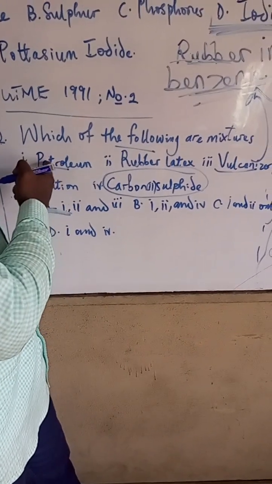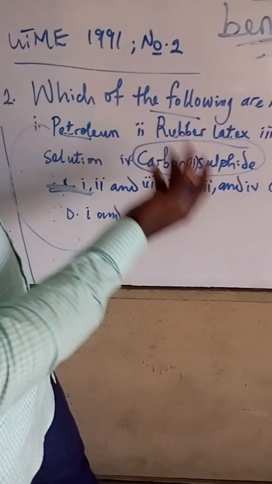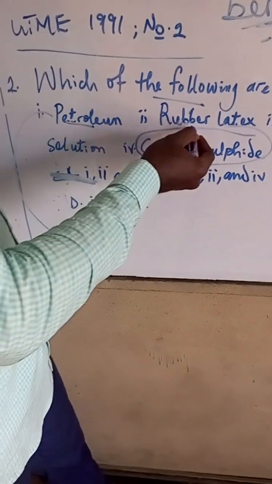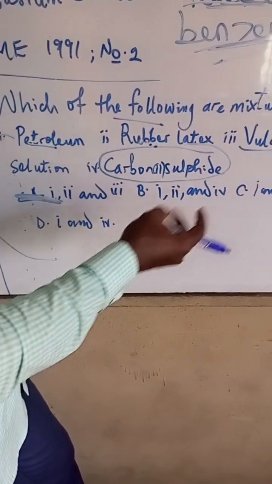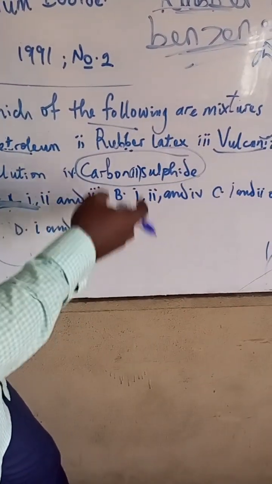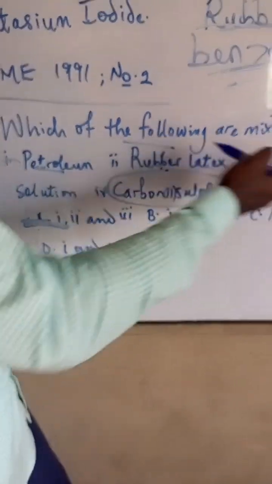This is an example of a mixture. That means petroleum. Petroleum can also be called crude oil. It's an example of mixture. Rubber latex is an example of mixture. I told you in rubber latex, we have water, we have non-isoprene, we have polyisoprene. They are examples of mixture. That means Roman figure 1, 2, and 3.